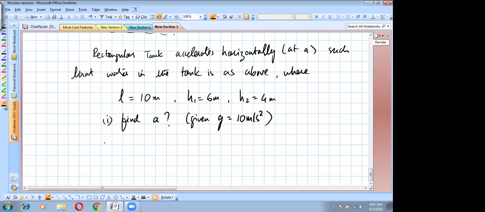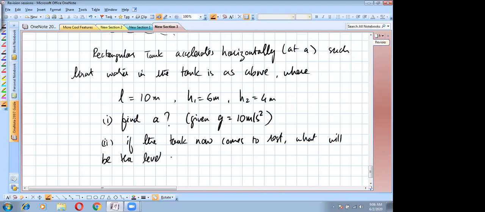And if the tank now comes to rest, what will be the level of water at equilibrium? So just try out this question now, people.